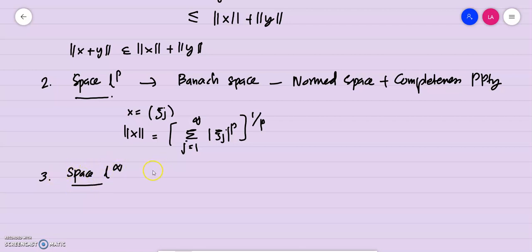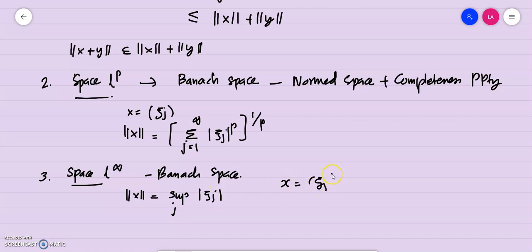And the third example is the space L infinity. I won't be proving any of this because you should be able to prove that. So this is also a Banach space. Here the norm x is defined as supremum over j of modulus of theta j, where x is equal to the sequence theta j. Here also we have proved this in the case of metric space. You are assuming the same properties and converting it into norm terms. That's what we are going to prove essentially. So I won't be discussing this as well.